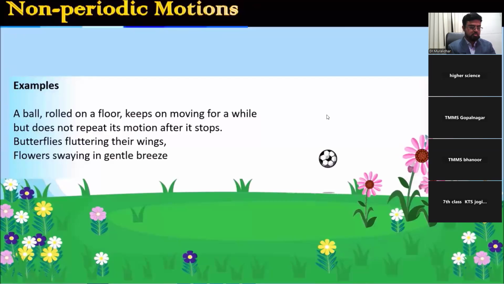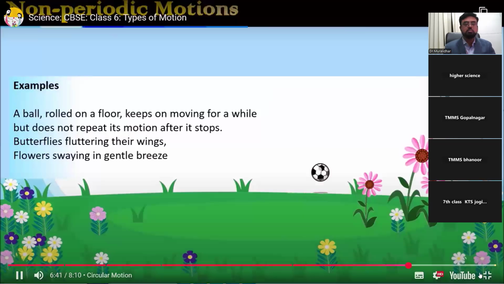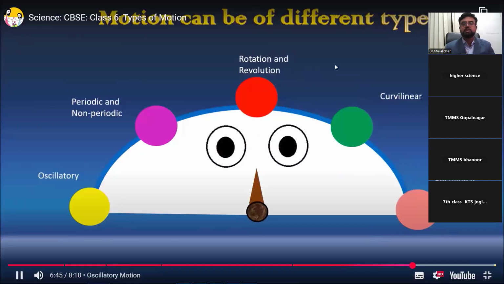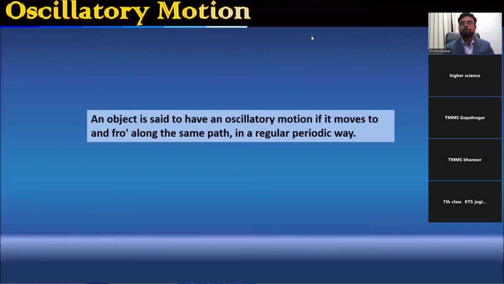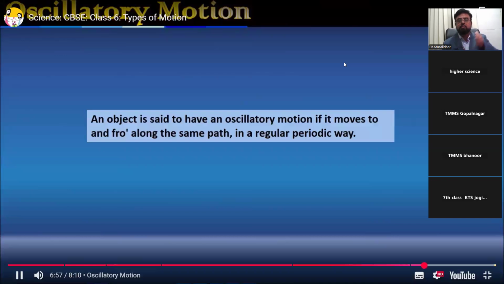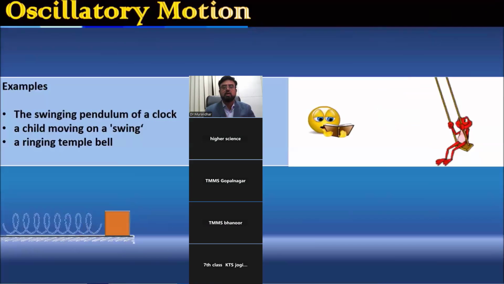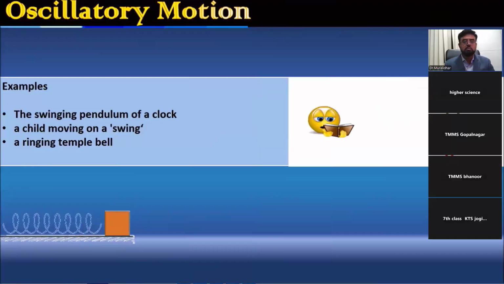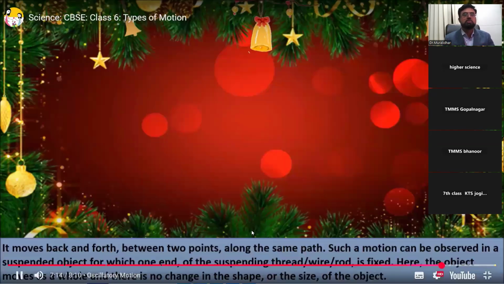Similarly, a ball rolled on a floor keeps on moving for a while, but does not repeat its motion after it stops. Oscillatory motion. An object is said to have an oscillatory motion if it moves to and fro along the same path in a regular periodic way. You can see the wall clock also. Examples: the swinging pendulum of a clock, a child moving on a swing, a ringing temple bell. The temple bell also moves back and forth between two points along the same path.